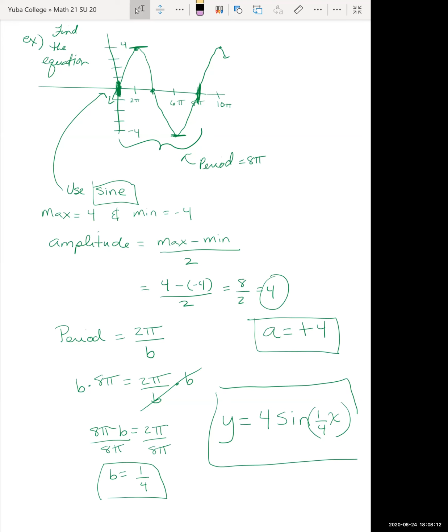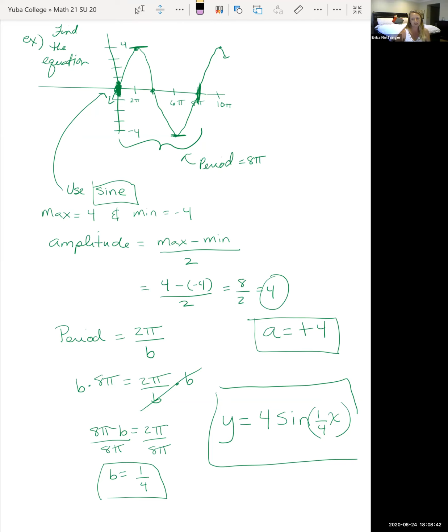Wait, how did you know to use sine again? We could have used cosine, but that would have been a shift left or right, and I didn't want to do that. Noticing that on the original graph there was a point at the origin (0, 0), that told me that looks more like a sine function. If that graph had started at (0, 4), like the maximum point, then I would have used cosine. Okay.